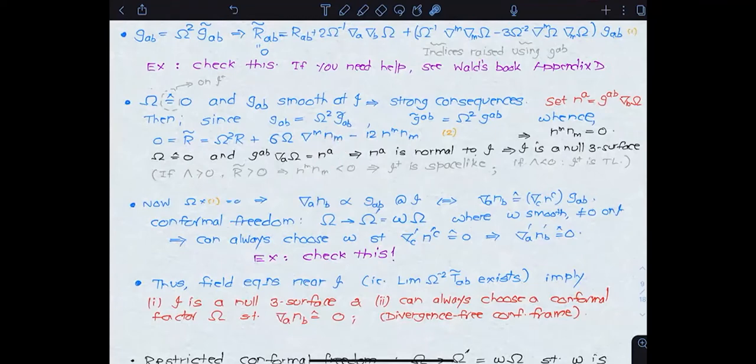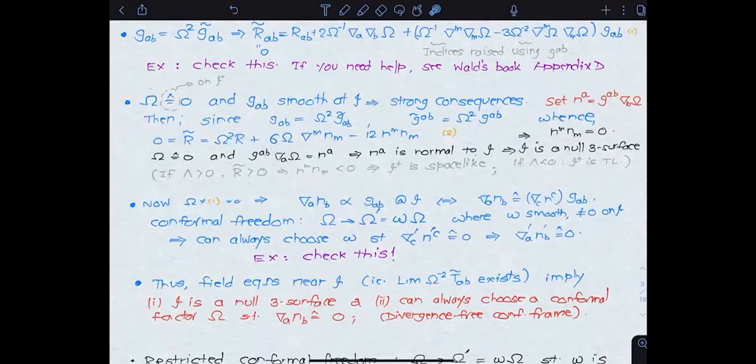But now what we see up here is really that if I take the limit as omega goes to 0, this goes away, and I get N^M N_M is equal to 0. And therefore, we conclude that the normal to scri is null. And if the normal to a surface is null, then that surface is null. That is the definition of a null surface. If the normal is time-like, the surface is space-like. If the normal is space-like, then the surface is time-like. And if the normal is null, then the surface is null.